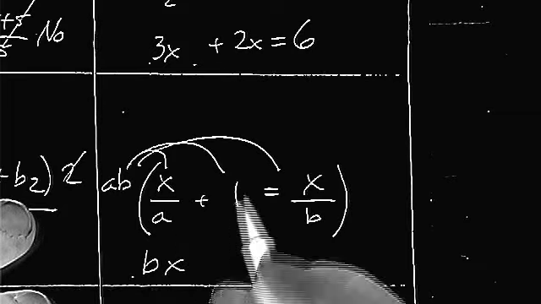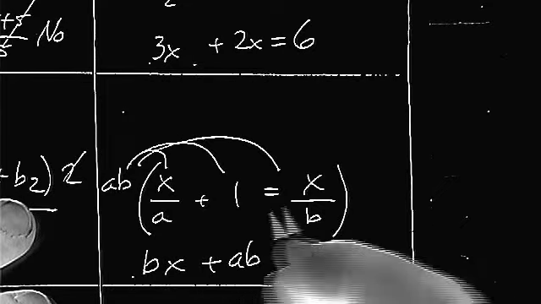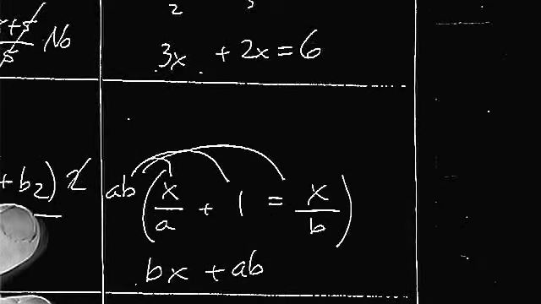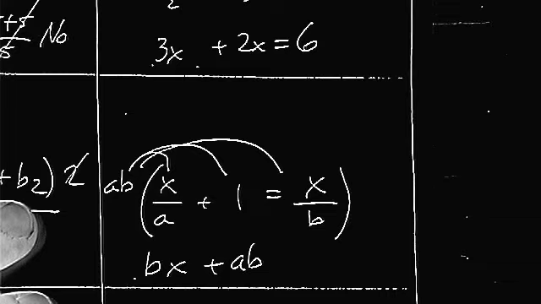When I take ab and multiply by 1, which a lot of students forget, they just put plus 1 and then they ruin the problem. And then when I multiply this one times this, the b's cancel out, so that gives me ax.